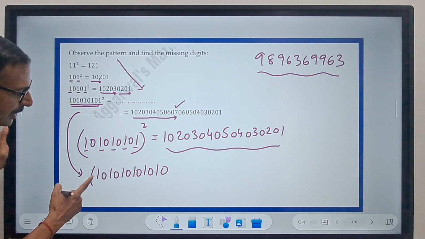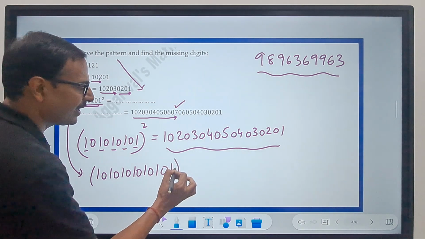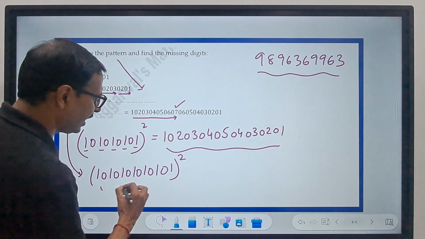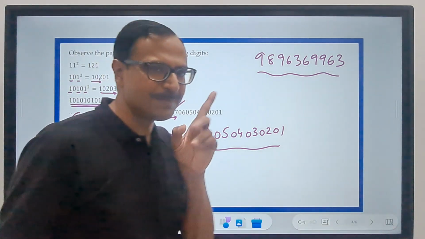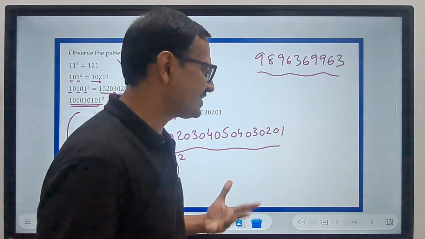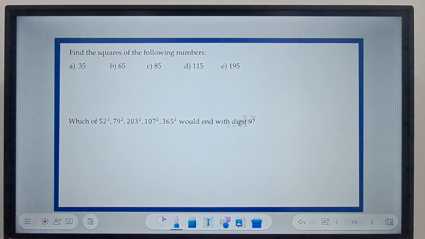So how many ones I have written? 1 2 3 4 5 6 and then 7. And here I have this as the answer for this particular question. So amazing pattern, right? And let's see how many more questions we have? I think we have 2 more questions here in the video on squaring.